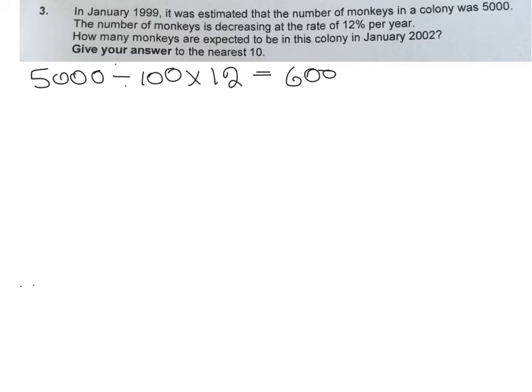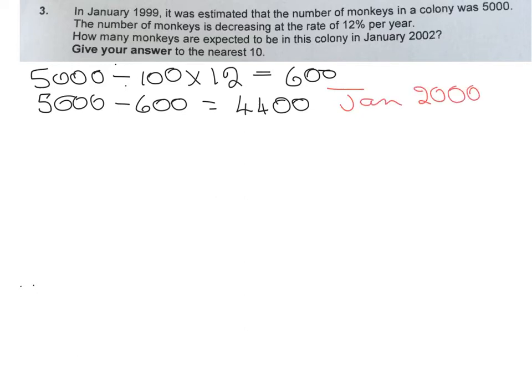We want to find 12% of 5,000 and take it away. So 5,000 divided by 100 multiplied by 12 equals 600. We're now going to take this away from the amount we started with, which is 5,000. And we get 4,400. So that is what we are left with at January 2000. So we're going to keep repeating this method until we get to January 2002.